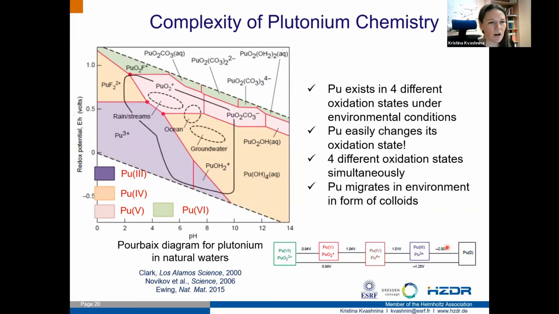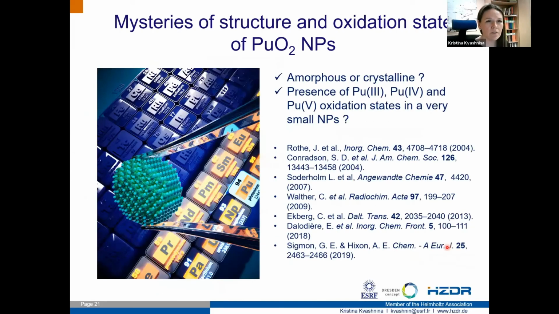And in 2006, it was also found that plutonium migrates in the environment over really big distances, in the range of kilometers, in the form of colloids. Since that time, a lot of studies have been done investigating plutonium dioxide colloids or plutonium dioxide nanoparticles. Still, there are a lot of questions which are debated between chemists and in the literature.